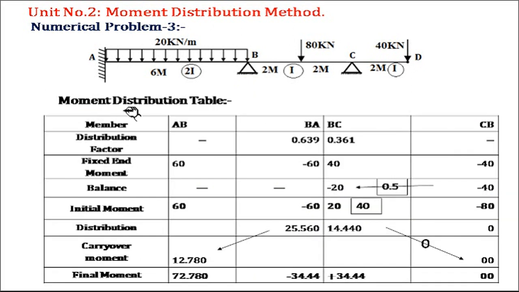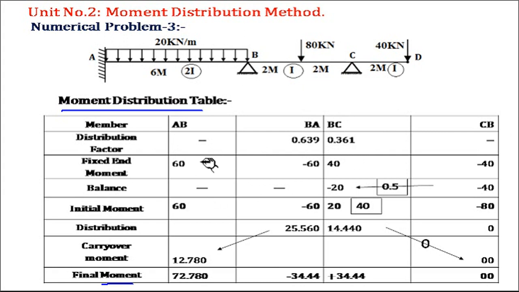Now the next step is the moment distribution table. In this we are going to find out the final moment in different members of a continuous beam ABC. The first row is member: AB, BA, BC and CB. The distribution factor we have already found for members BA and BC: it is 0.639 for BA and 0.361 for BC.